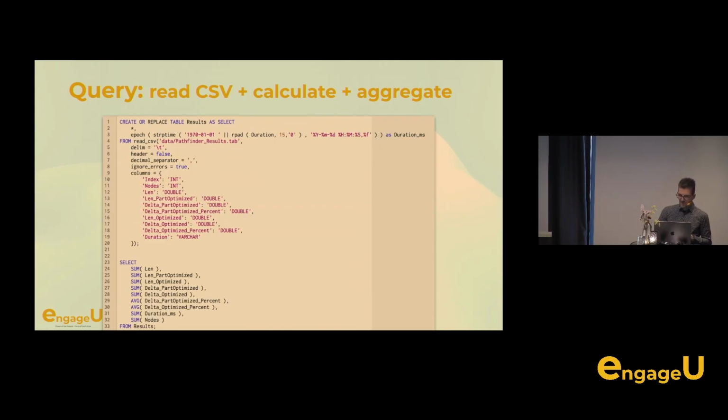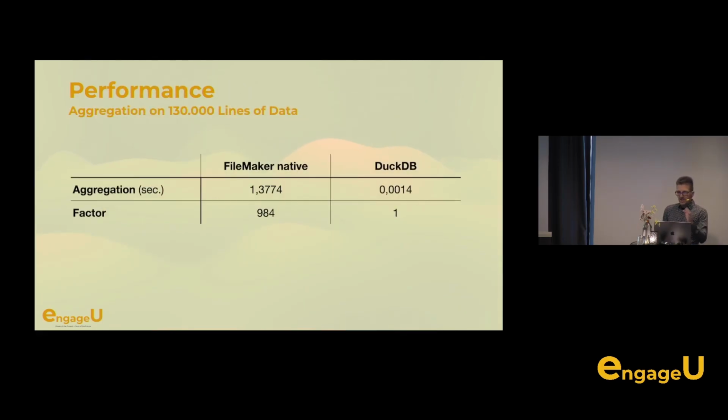And the block at the bottom, you see there's a select with all these columns and the sum or average around it. So it means the engine has to go through all the rows and all the columns and calculate some values out of it. When I did it with FileMaker native, it took about 1.3 seconds, and it's not bad. It's fast enough for this example.